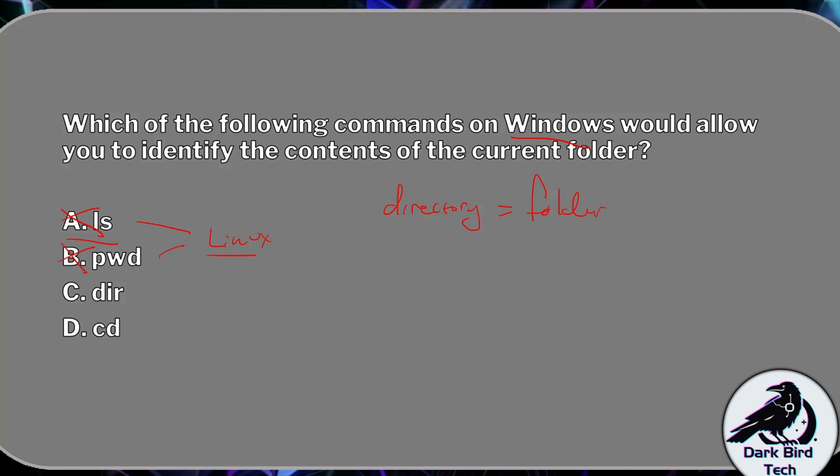So that leaves us with dir and cd. cd is present in pretty much every command line I've seen for Windows, Linux, Mac OS, etc. And that lets you change directory. So not what we're after here. The dir command is what's left over. And for those of you that remembered, dir is the command in Windows. It shows the contents of the current directory or folder. So dir is our option here.